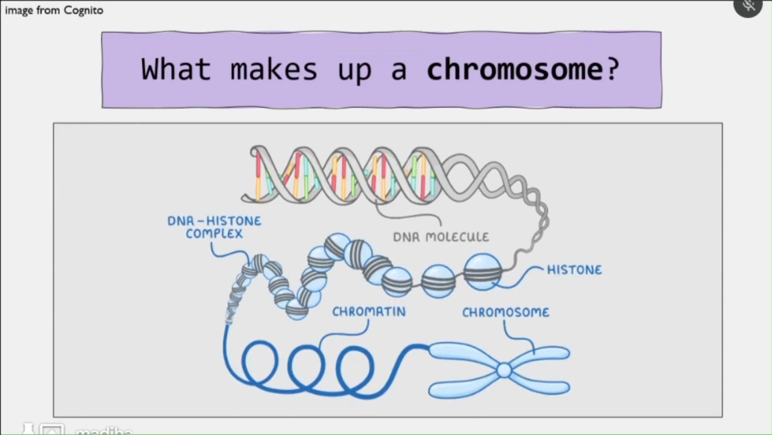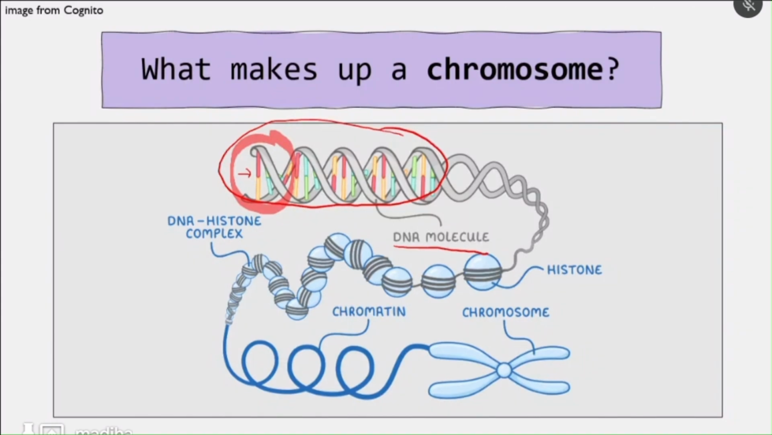So here we've got a picture, I've got it from Cognito. Here we can see the DNA bases, right? These little things. So this is a whole DNA molecule. All these bases joined together, making that double strand. It says here DNA molecule.